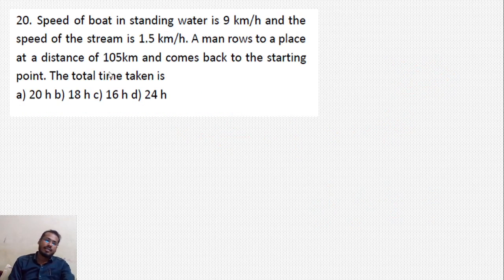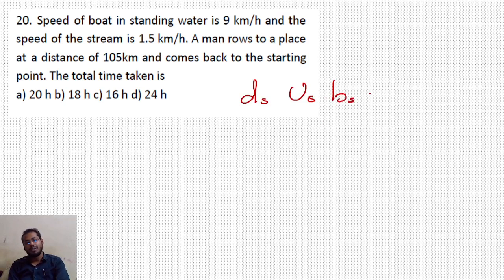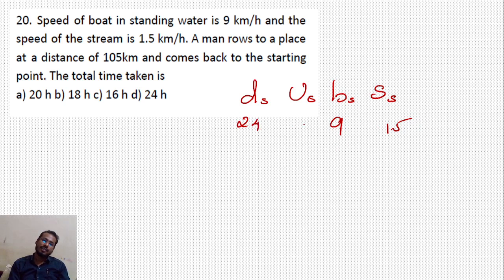Right. The next question. Speed of boat in standing water. Okay, so let's write downstream speed, upstream speed, boat speed, and stream speed. Speed of boat in standing water is 9 kilometer per hour. Standing water 9 should be here and 1.5 here. A man rows to a place at a distance of 105 kilometer and comes back. So distance was given. Total time taken. So find this: 9 plus 15 is 24, and 15 minus 9 is 6.